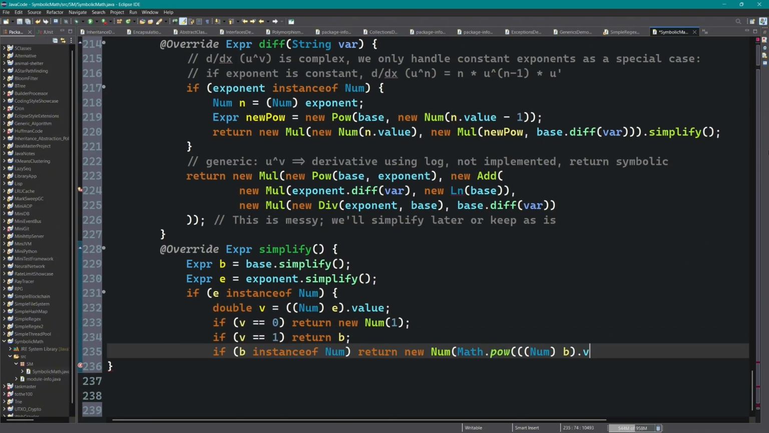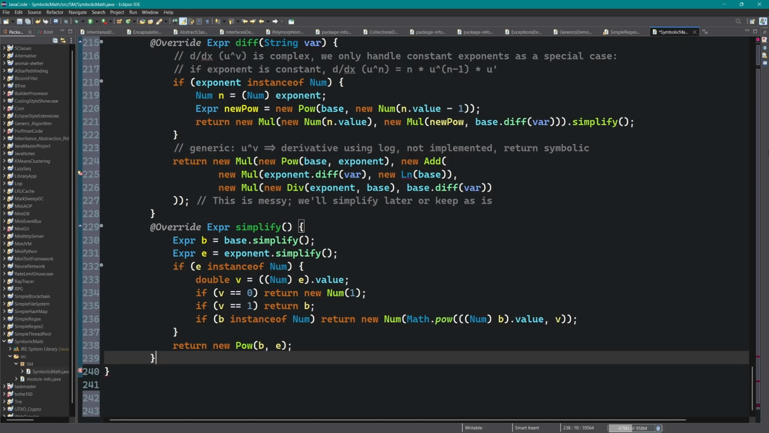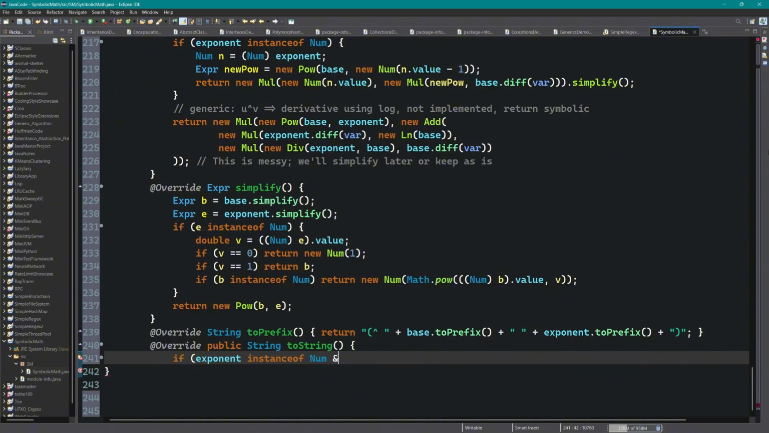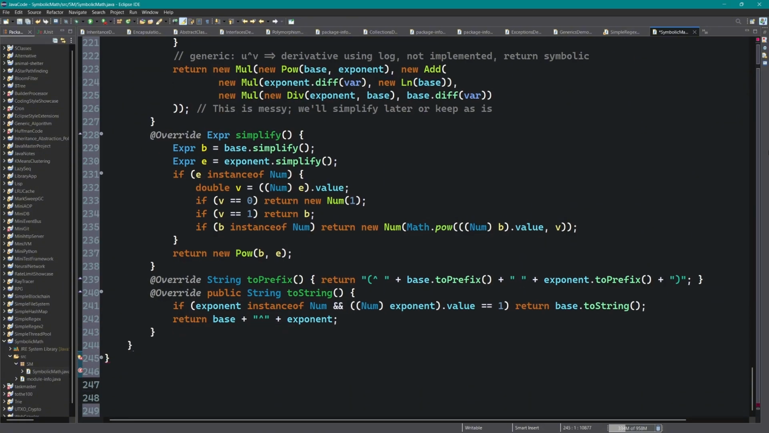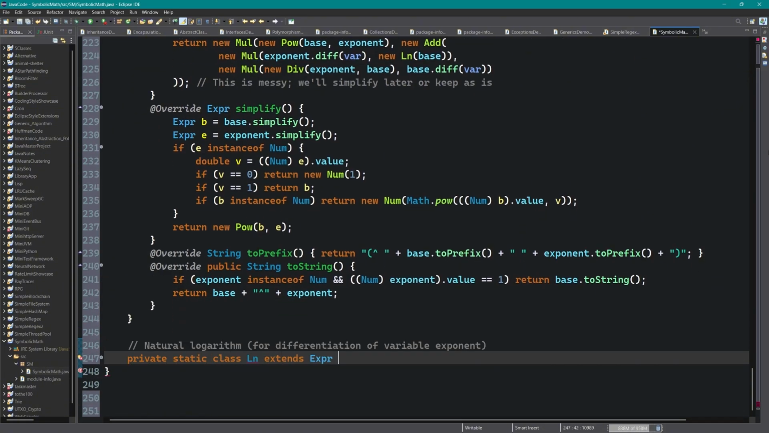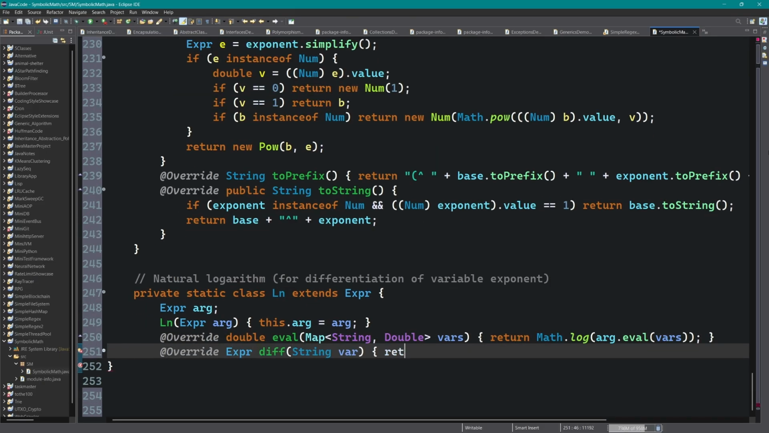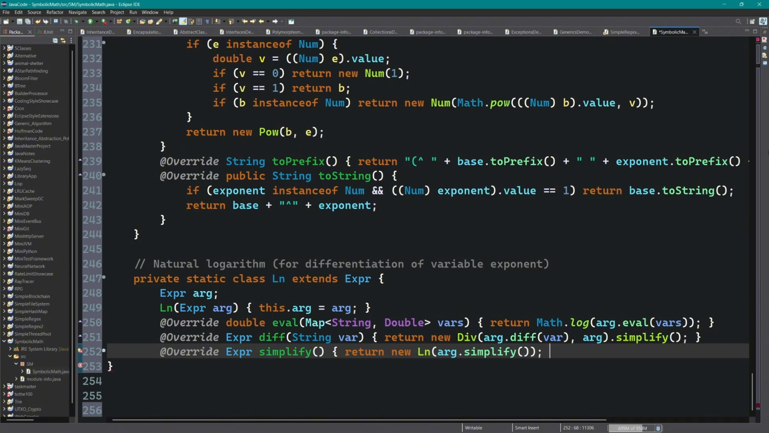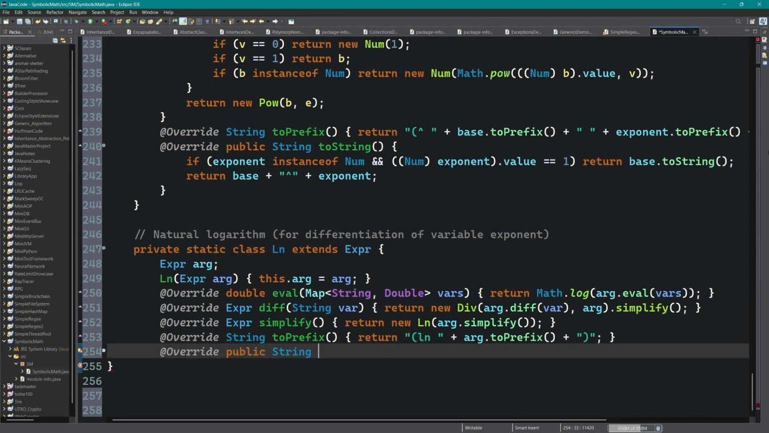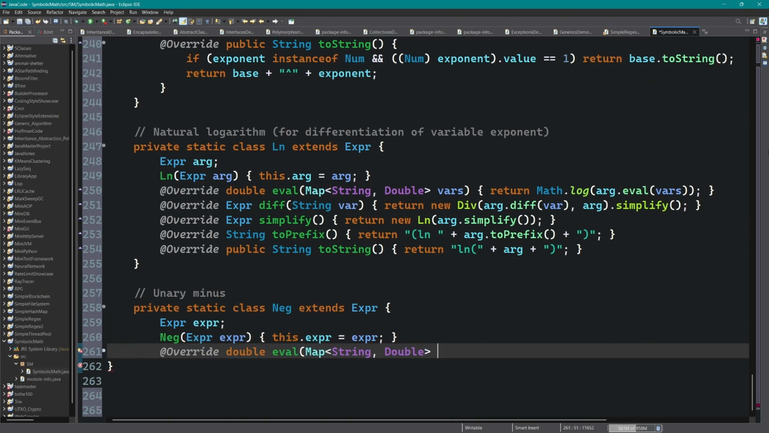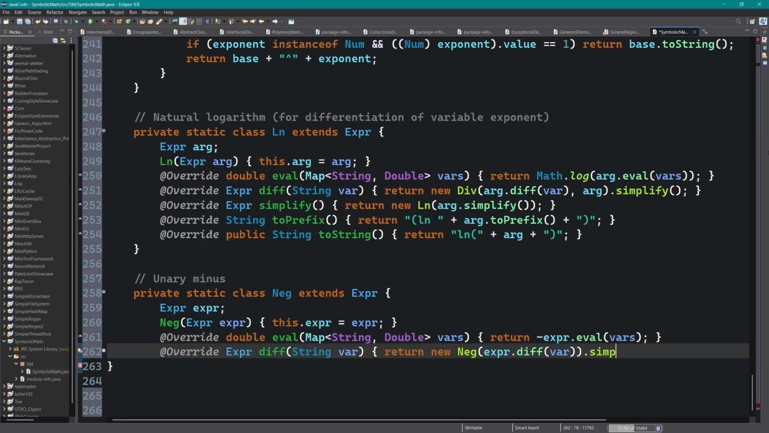The Neg node represents unary minus. Its derivative is the negative of the derivative of its operand. For the general power rule differentiation, we need the natural logarithm. The Ln node wraps an expression and defines its derivative as the derivative of the argument divided by the argument. Evaluation uses Math.log. This is a small but crucial piece for handling variable exponents correctly, and it demonstrates how the engine can be extended with new functions.